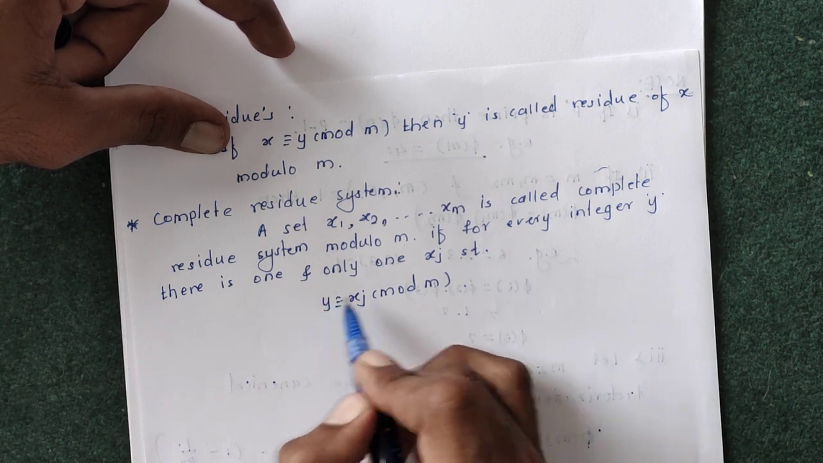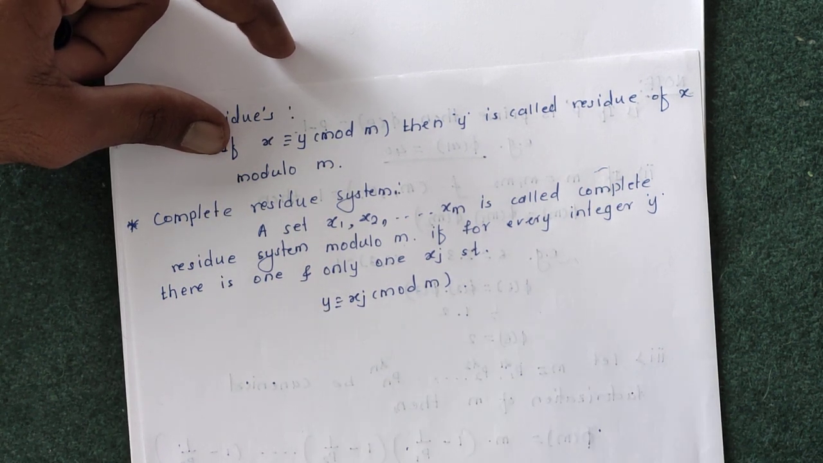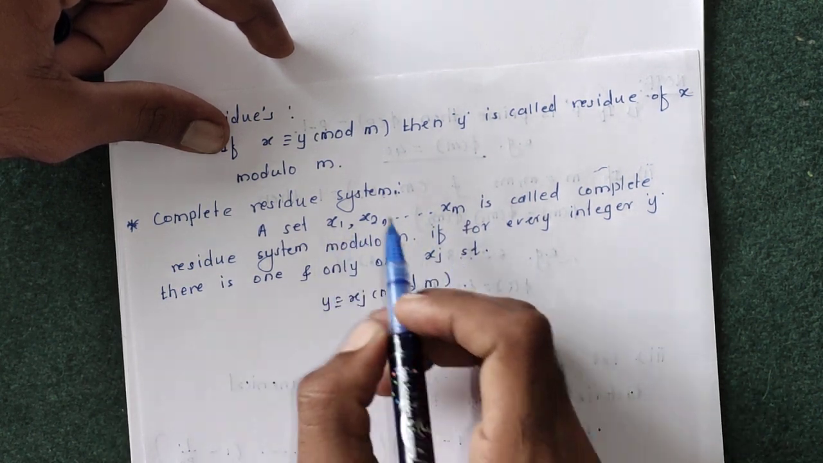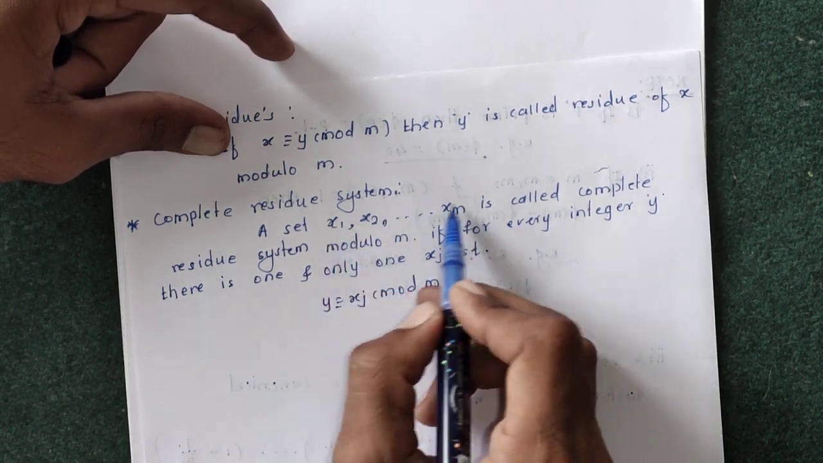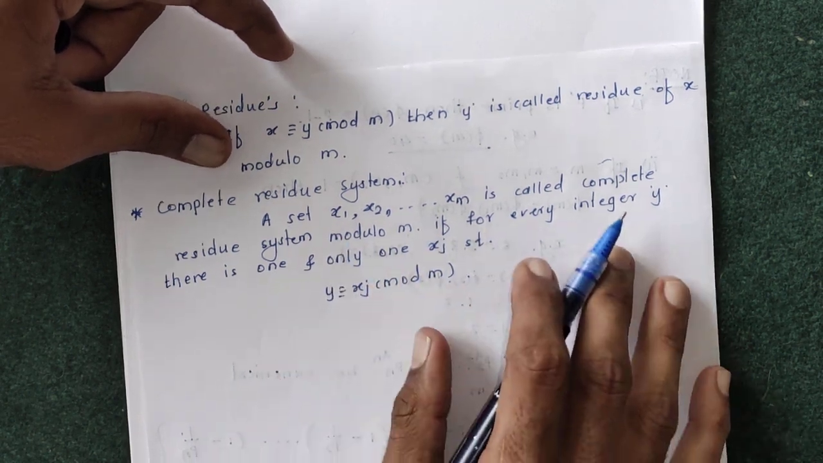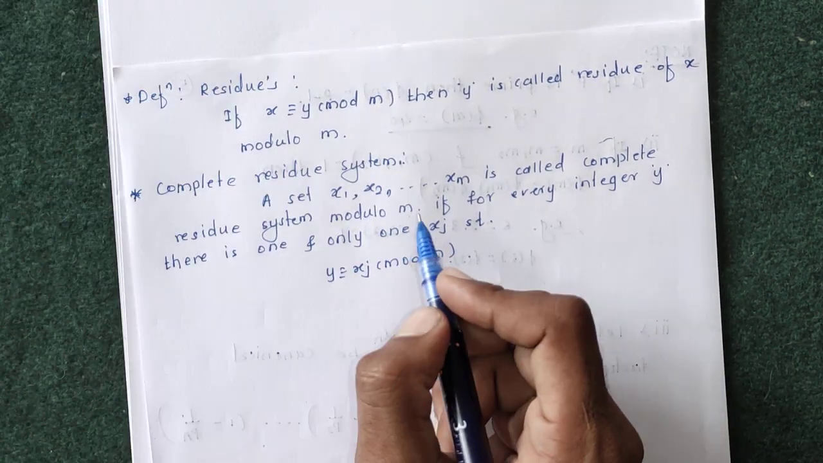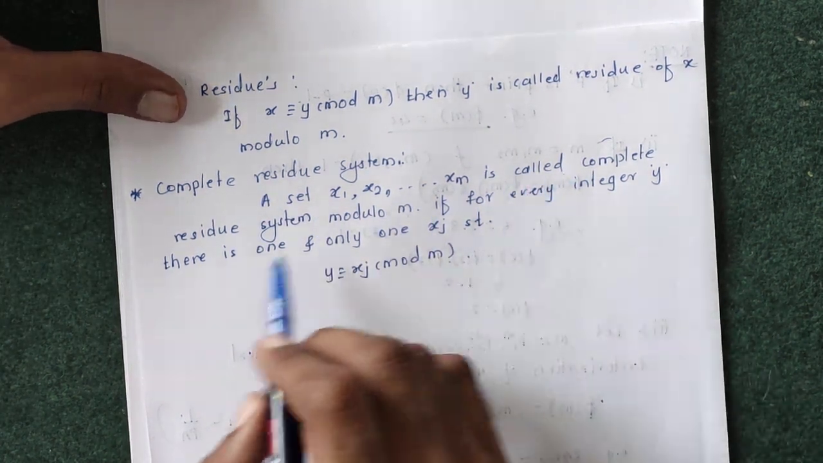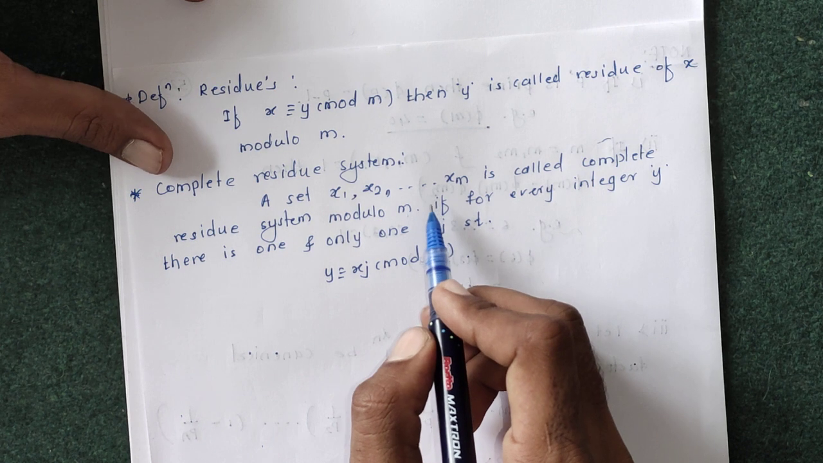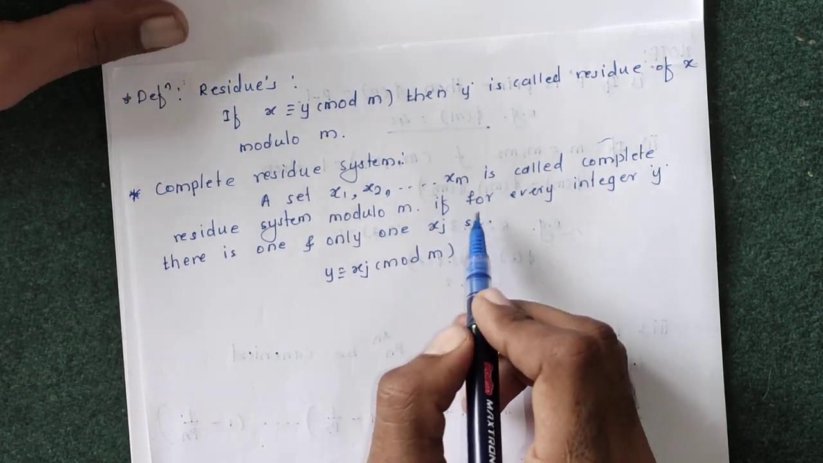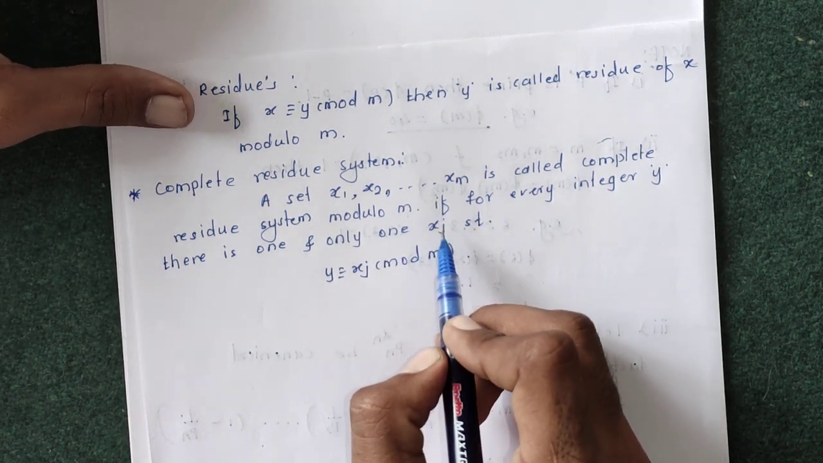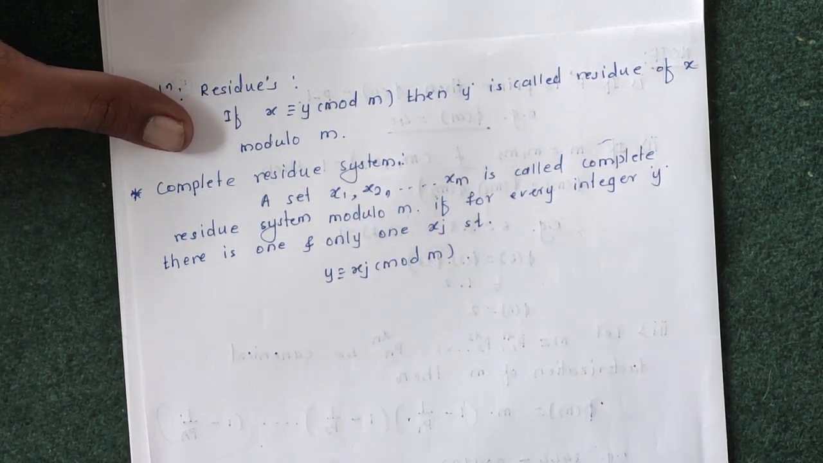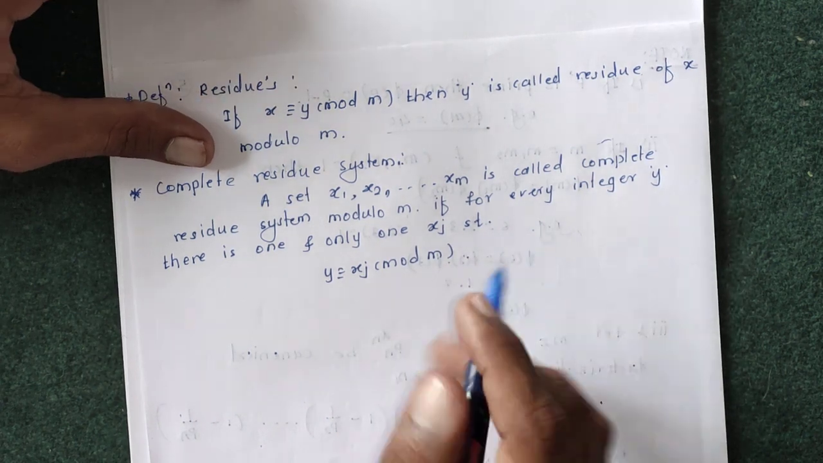Whenever we divide any number by m, the remainder must be an integer in this set of all xi's. This definition says the set of xi's is called a complete residue system under modulo m. Whenever we divide any integer y by some integer m, the remainder must be among these integers.